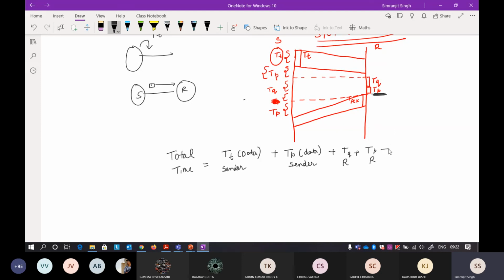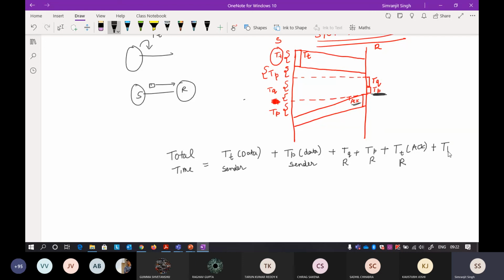So again it has to put the acknowledgement onto the link. So I'll say that's the transmission time for the acknowledgement. It will also be there, from the receiver side, so I'm writing R for receiver. Now the propagation will again be there, as it is sent from the receiver to the sender. So again this particular time will also be calculated.